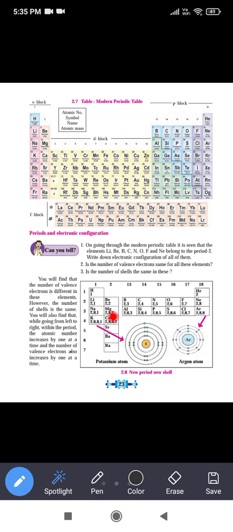What is the number of shells here? Same, because lithium is 2, 1, it has 2 shells, shell K and shell L. Beryllium also has the 2 shells K and L, and the number of electrons increases by 1 in the L shell.